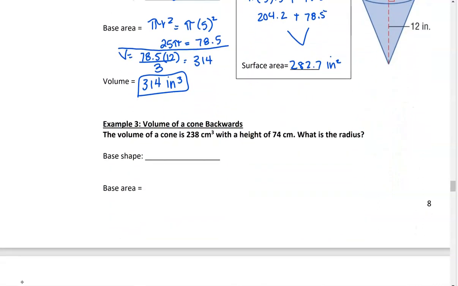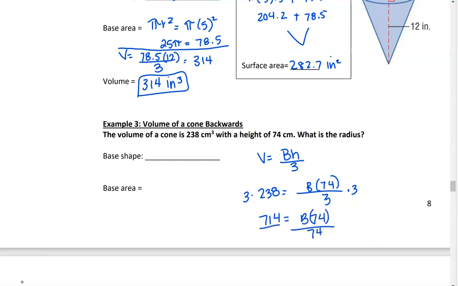The last thing is working backwards. We know that volume is equal to the area of the base times height divided by 3. So we can plug in what we know, which in this case is the height and the volume, and work backwards. Multiply by 3, so 238 times 3 is 714. Then the last step is to divide by 74. So 714 divided by 74 is going to give us an area of the base of 9.6.